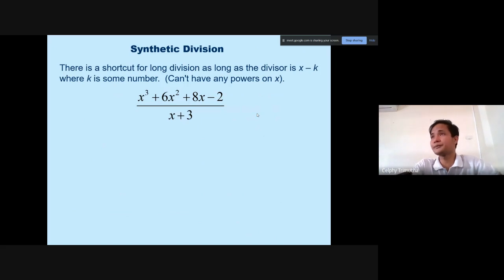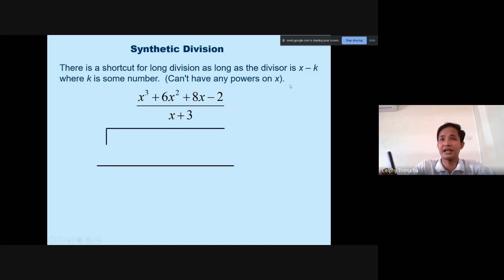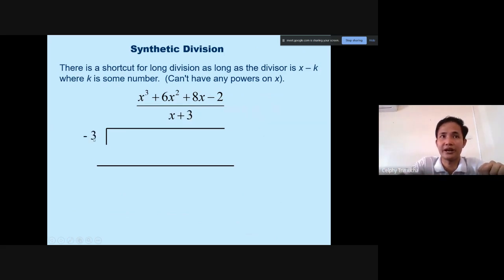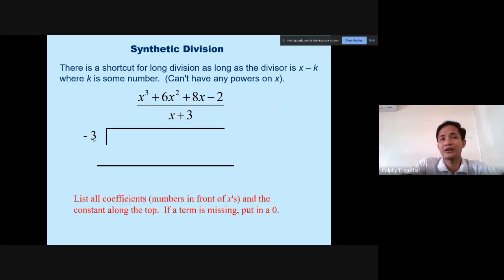Okay, so another shortcut for long division that we can do is to perform synthetic division. Wherein, we have to remember that what we use is x minus k. So we divide, we just change the sign of our divisor. Since we are given x plus 3, we equate it to 0. x plus 3 is equal to 0, so x is equal to negative 3. So we have negative 3 as our divisor. Next, list all the coefficients.